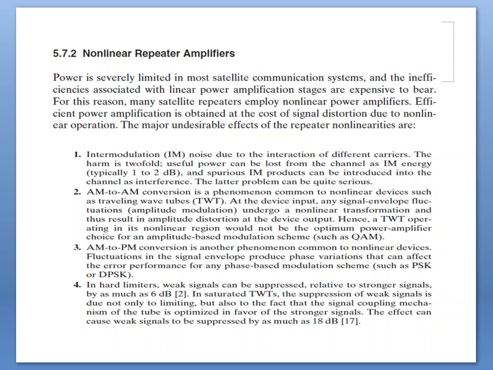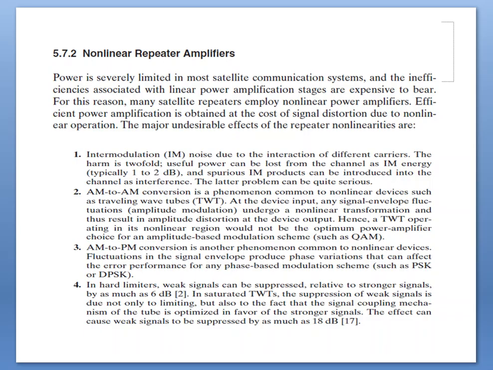The third one, AM to PM conversion, is another phenomenon common to nonlinear devices. Fluctuations in the signal envelope produced by the phase variations can affect the error performance for the phase-based modulation scheme. And the fourth one, the hard limiter. Peak signals can be suppressed relative to the strong signals by as much as 16 dB.